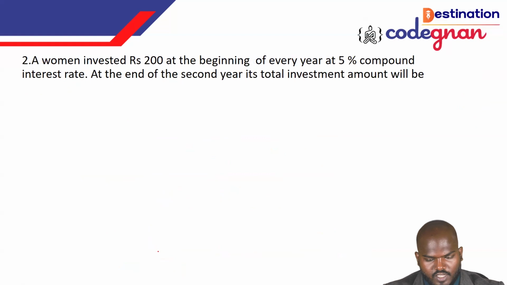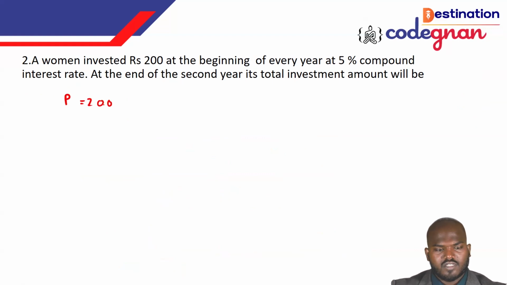Okay, and going to the next one, guys, you see this one: a woman invested 200 rupees at the beginning of every year at 5% compound interest rate. At the end of the second year, what will be the total investment amount? Okay, so first of all, when the word invested comes, you always need to take it as the principal, 200. Invested means we are investing something, that's the initial money.